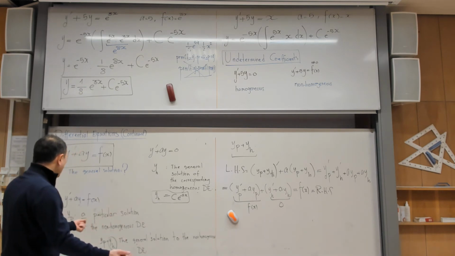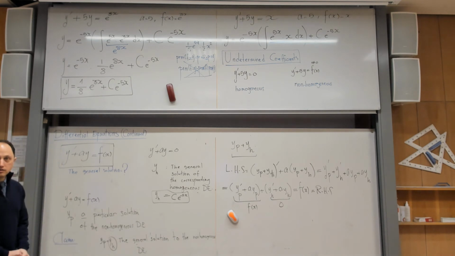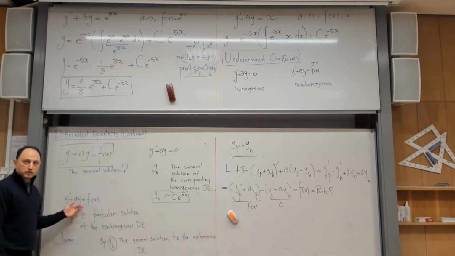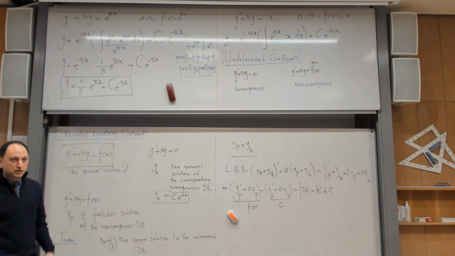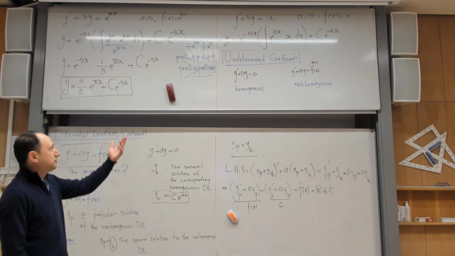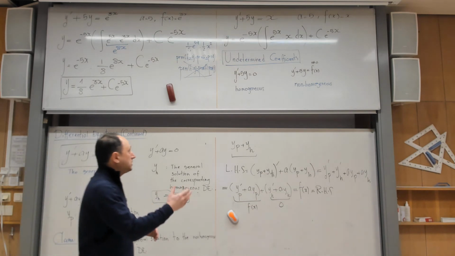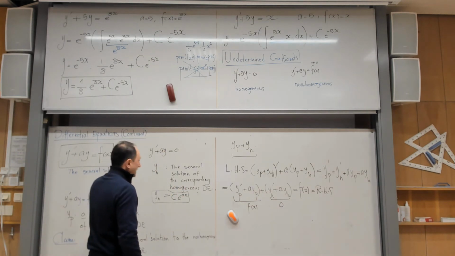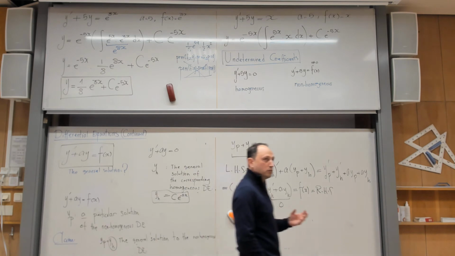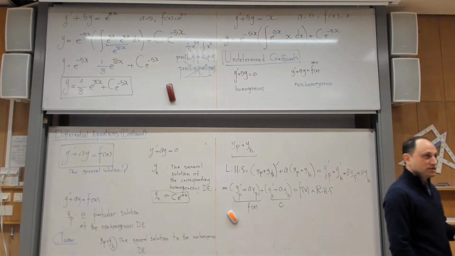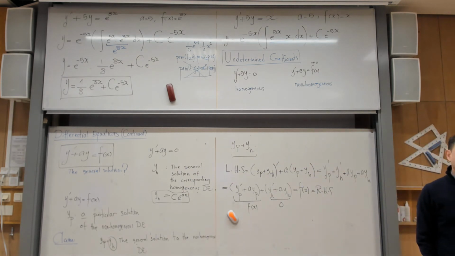But there is only one thing which I haven't addressed yet. If I cannot guess, what can I do? Of course you cannot guess, no one can guess if the function on the right is so complicated. But sometimes the function on the right, f of x, has some particular form that somehow indicates to us where to look. Yes?